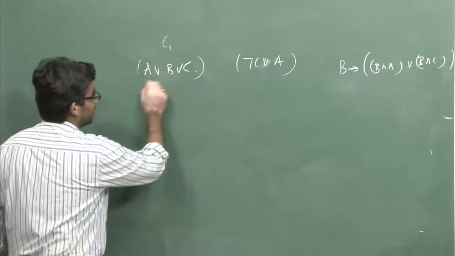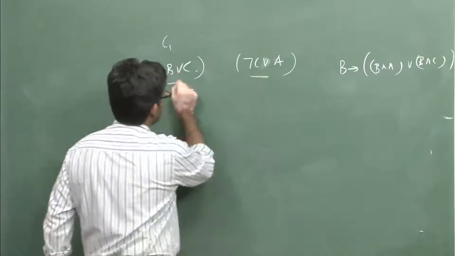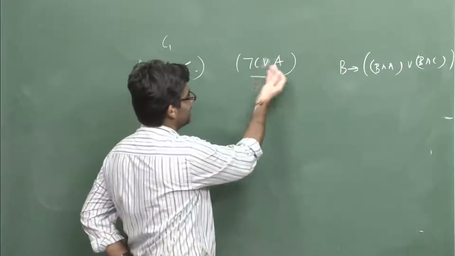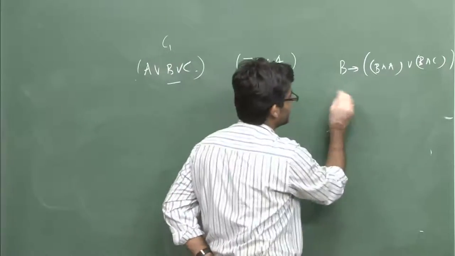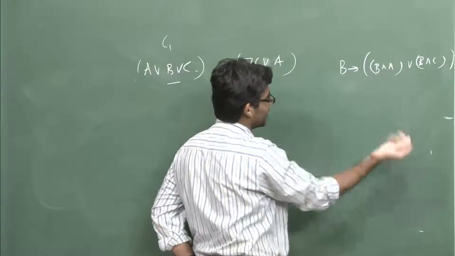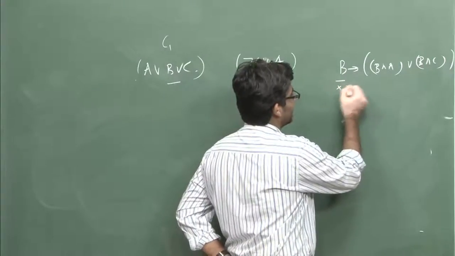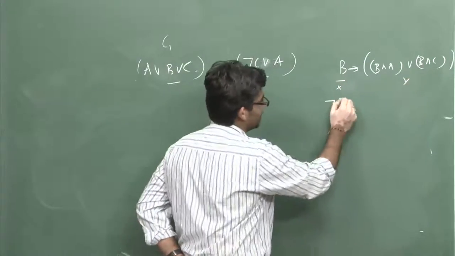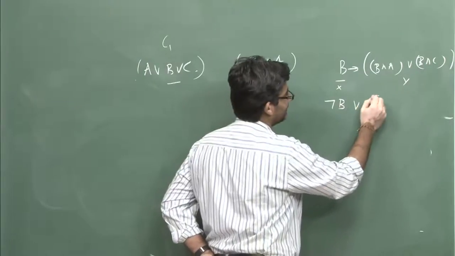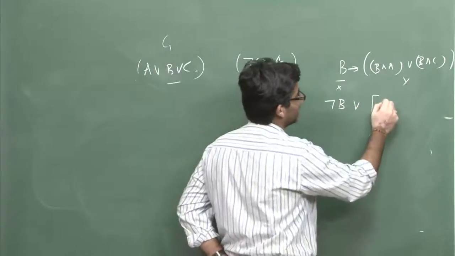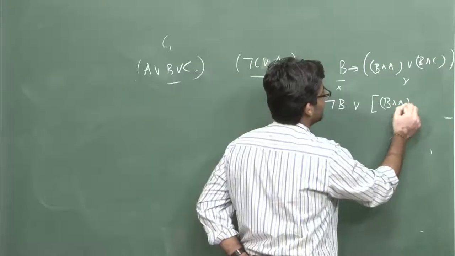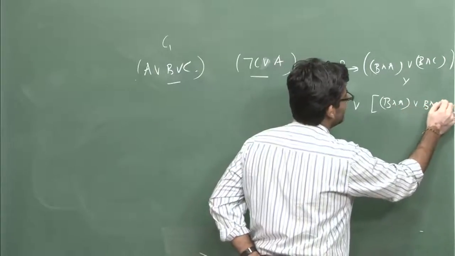So now this is already in the disjunctive form, this also consists of disjunctions, and now we need to convert this thing appropriately into the corresponding form. So now this whole thing is taken as X and this as Y, so now this will become not B or the whole thing, B and A or B and C.